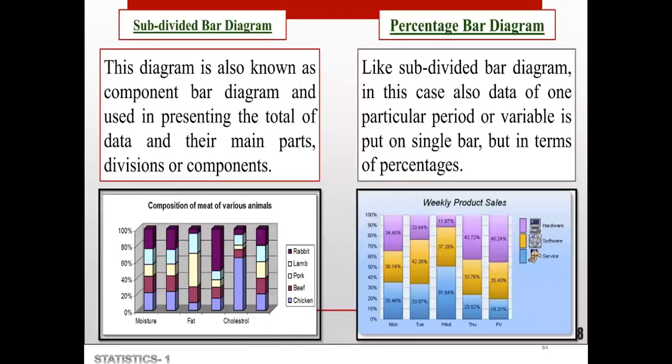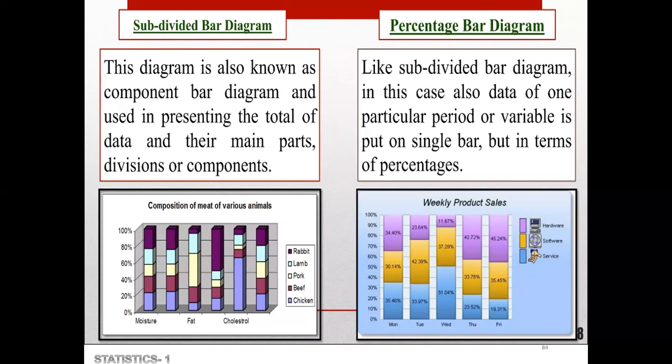The third type of bar diagram is called the subdivided bar diagram. This is also known as the component bar diagram or the stacked bar diagram, and is used to represent the total of the data and its main parts, divisions or components. Here you can see all the data is stacked one above the other, so it is also called the stacked diagram or subdivided diagram. Instead of representing different data in different bars, all these different data can be represented on one bar, one above the other. That is what we do in the subdivided bar diagram.